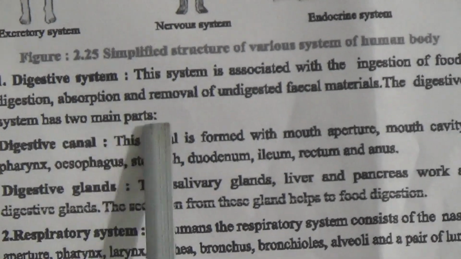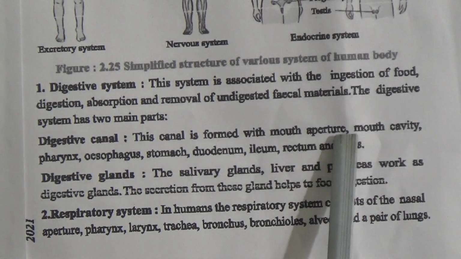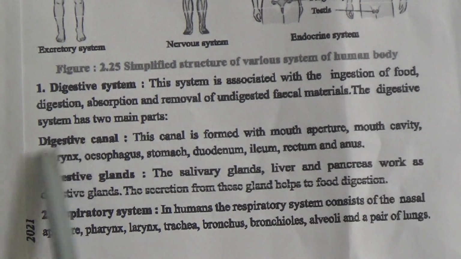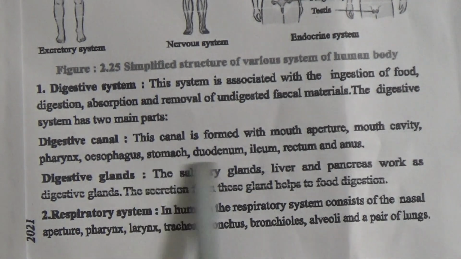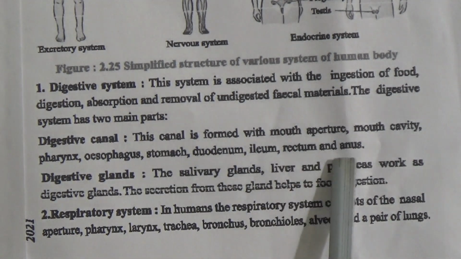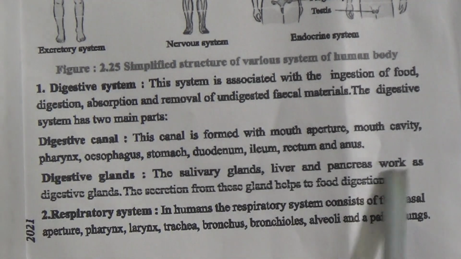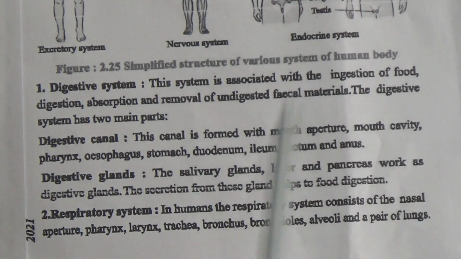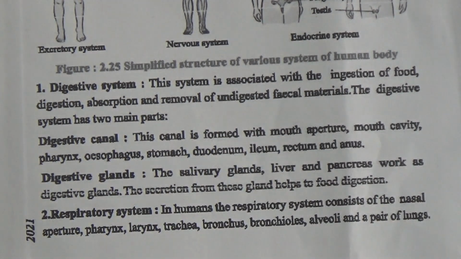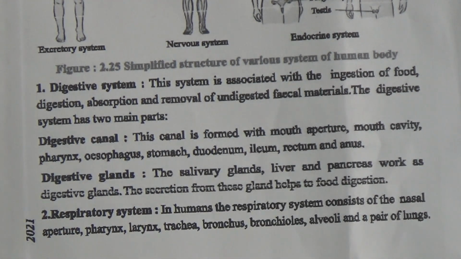The digestive system has two main parts. Digestive canal. This canal is formed with mouth aperture, mouth cavity, pharynx or oesophagus, stomach, duodenum, ileum, rectum and anus. Digestive gland. The salivary glands, liver and pancreas work as digestive glands. The secretion from these glands helps food digestion. So, which are digestive glands? Our salivary glands, liver and pancreas, they are digestive glands.